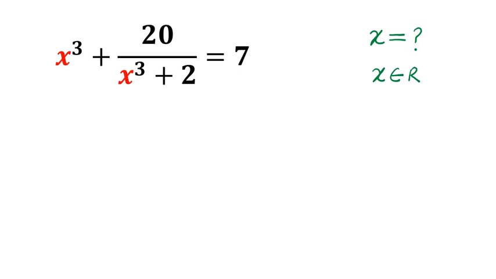Here x cube plus 20 over x cube plus 2 is equal to 7. Here we need to calculate all possible values of x where x belongs to real numbers.